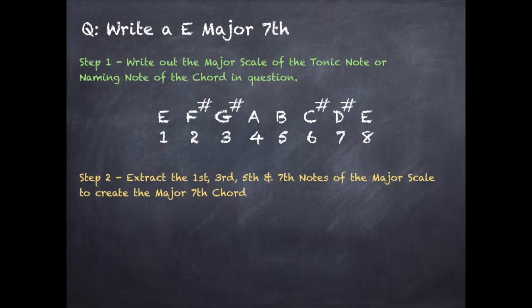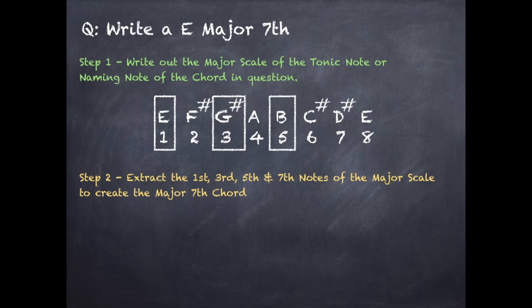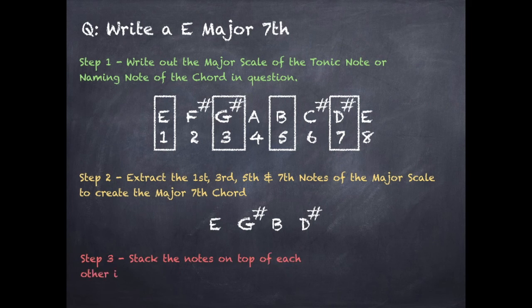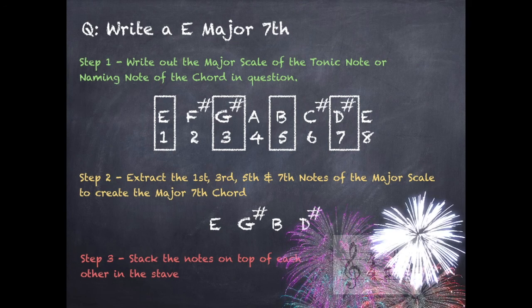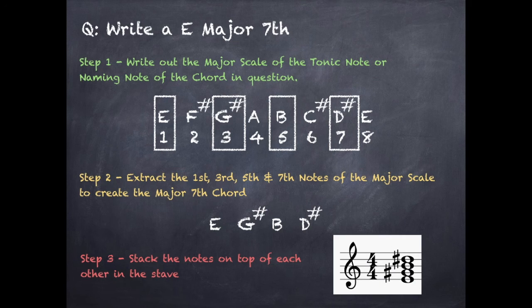Once we have written our E major scale, we extract the first, the third, the fifth, and the seventh notes from the major scale to create the major seventh chord. Once we have these four notes, we stack them on top of each other in the stave, and there we have the E major seventh chord. E, G sharp, B, and D sharp. It's that simple.